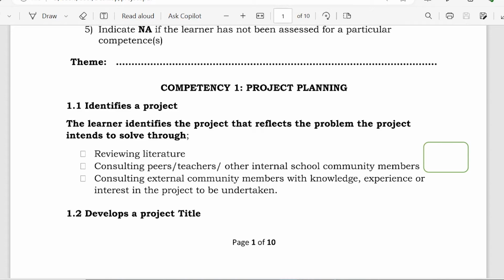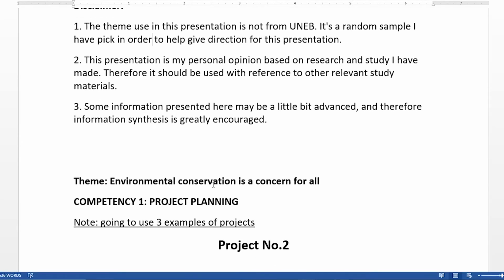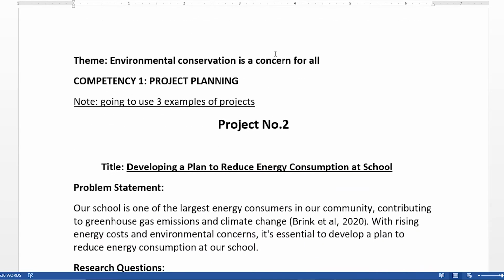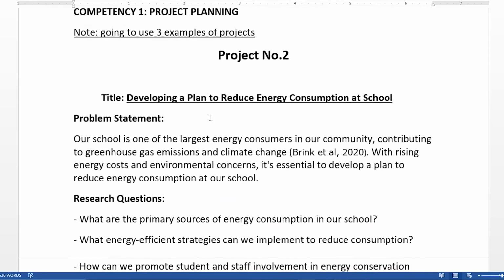Under that, this is how my sample will be. The theme I'm using is environmental conservation is a concern for all, and the competency is project planning, and I'm working on 3 sample projects. I already made a video for one, so if you missed it, you can check the previous videos. This is the second video, and it is project sample 2.